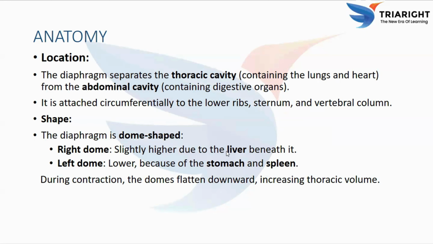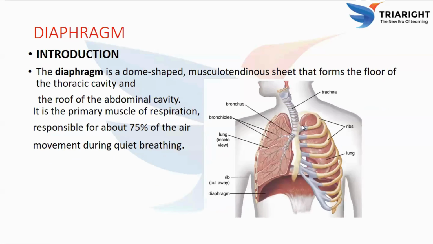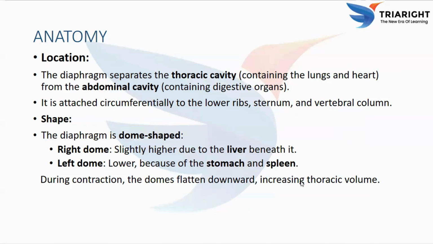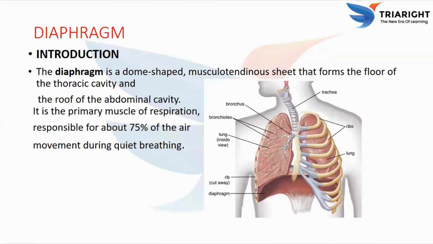So what is the shape of the diaphragm? You can see in the picture, it's a dome shape, right? It looks like an upward curved umbrella when relaxed. A dome shape is when the umbrella gets upward curved, so it forms a dome. So the diaphragm is dome shaped. It has two domes: one is the right dome and one is the left dome.